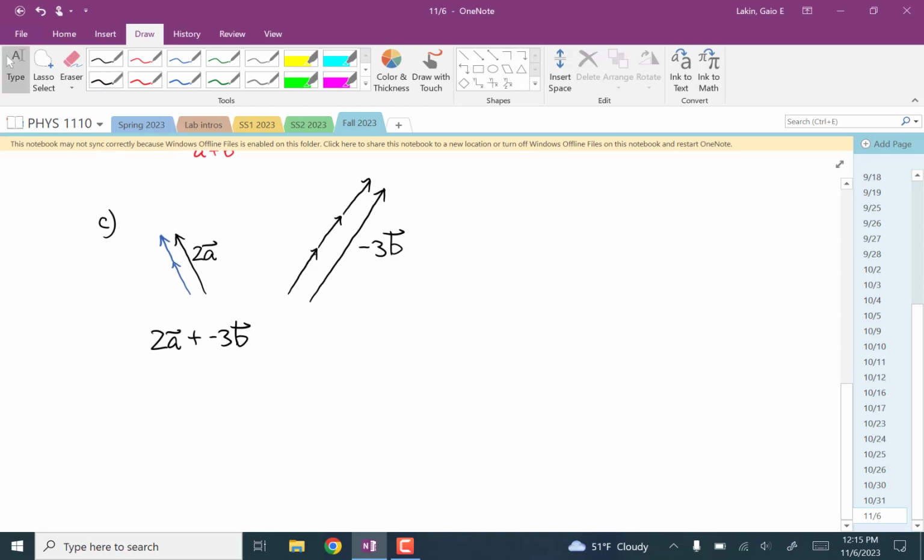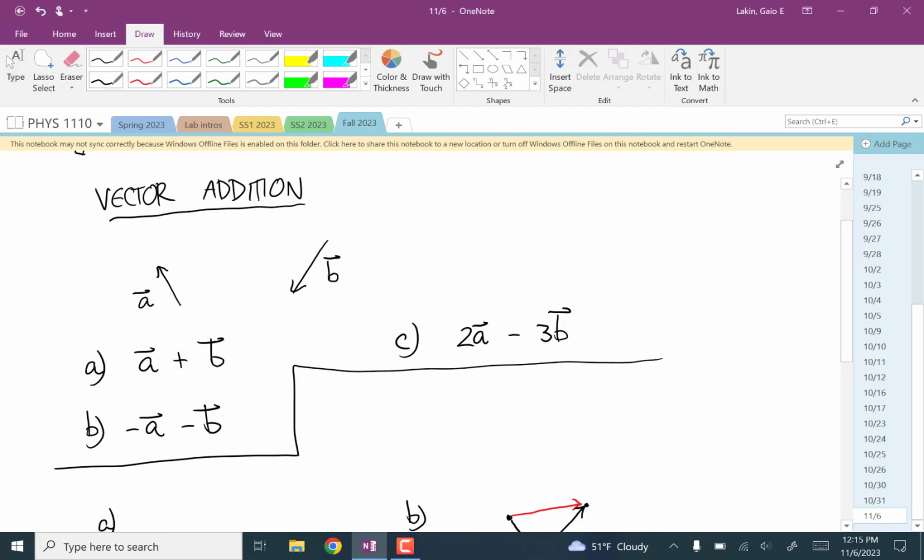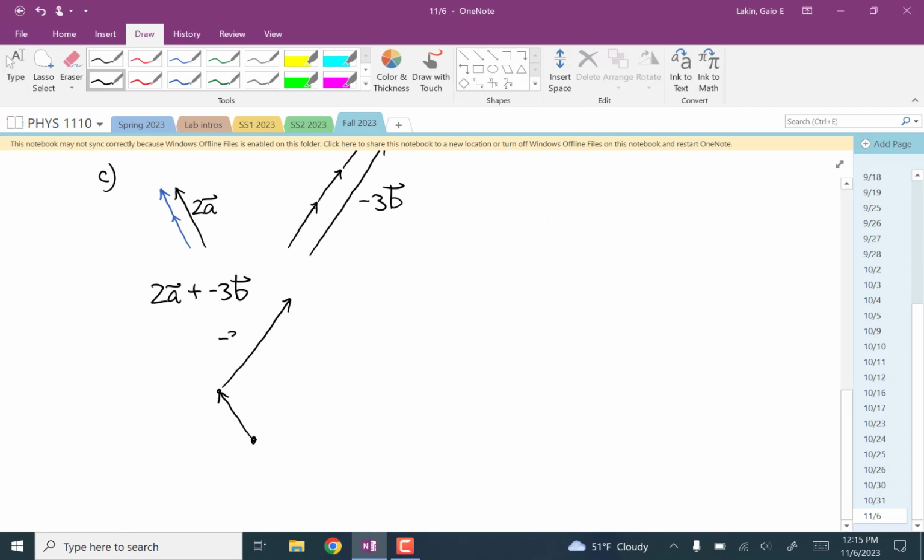And so then 2A plus this negative 3B, which means the same thing as minus 3B. You'd start at a starting point. You'd take that vector 2A. From that intermediate point, you'd take that vector negative 3B. So this is negative 3B. This is positive 2A. And this is 2A minus 3B. Okay? Anybody have any questions about that?